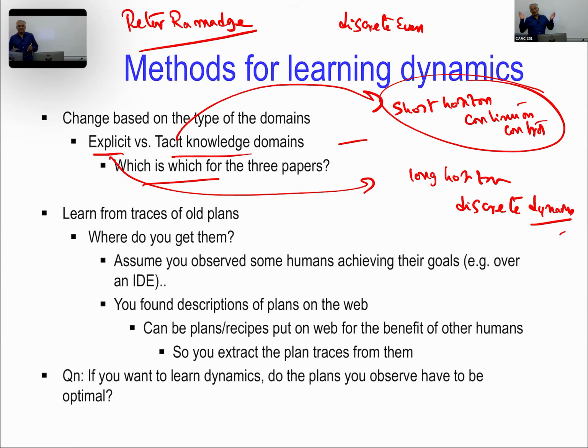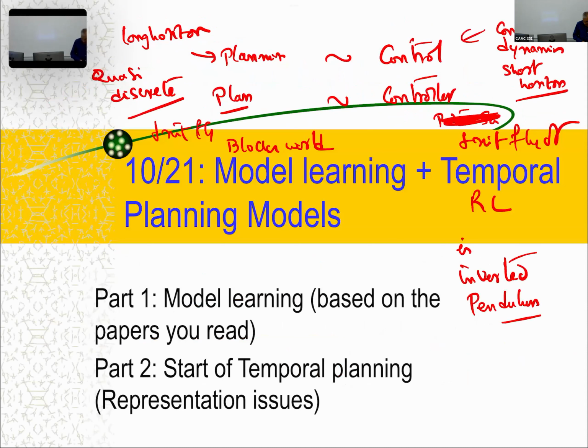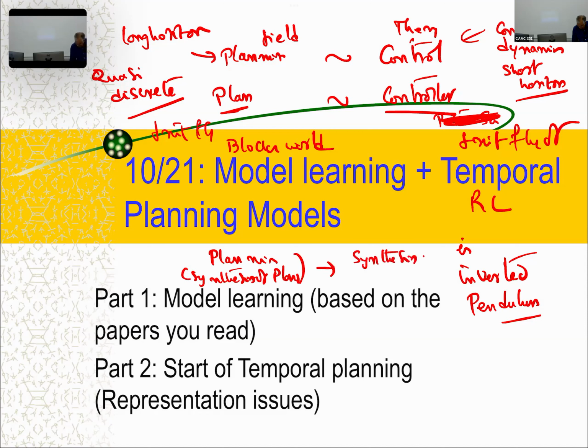Okay, so it becomes easy to say a plan is important. On the other hand, at the control level, it's not clear whether all you needed was a controller. One of the interesting things you may not have noticed is the planning field and the control theory field. Plan, controller. What is planning? A synthesis of plans. That is sort of synthesis of controllers. And a controller is essentially a policy.